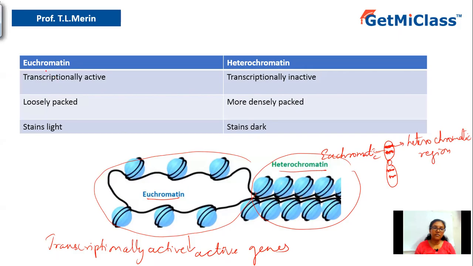So let us see the difference here. They have written: euchromatic region, transcriptionally active; heterochromatic region, transcriptionally inactive. Euchromatic region, loosely packed; heterochromatic region, densely packed, highly condensed. Euchromatic regions stain lightly because they are loosely packed and the amount of DNA is less. Heterochromatic regions stain darkly because they are highly condensed.